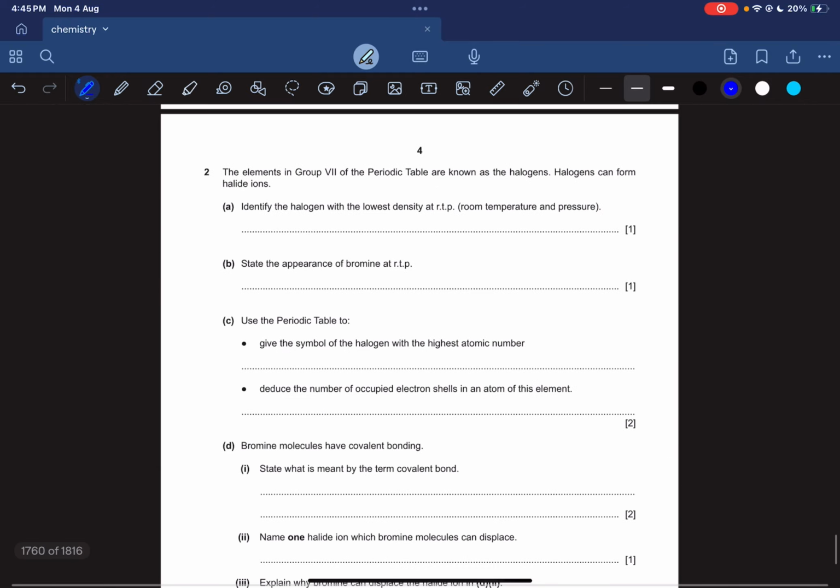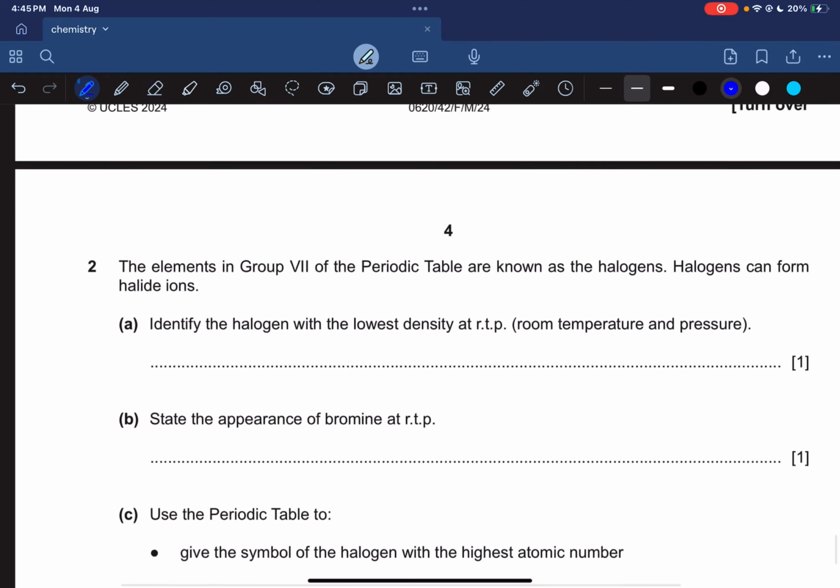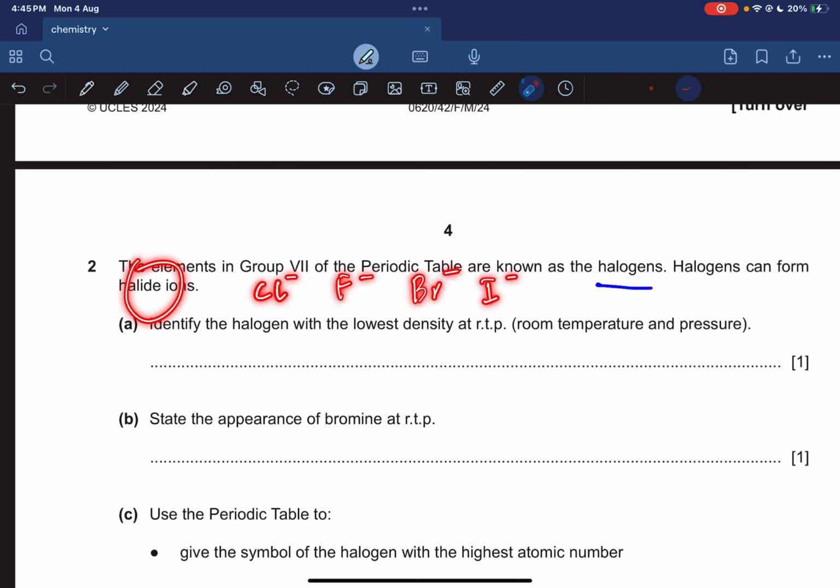The elements in group VII, which is group 7 of the periodic table, are known as halogens. Halogens can form halides. Halide simply means your chloride, your fluoride, your bromide, your iodide, all these ions. Identify the halogen with the lowest density at RTP.